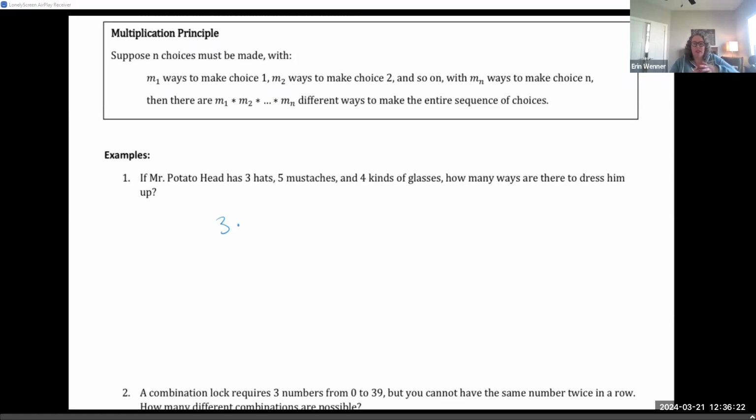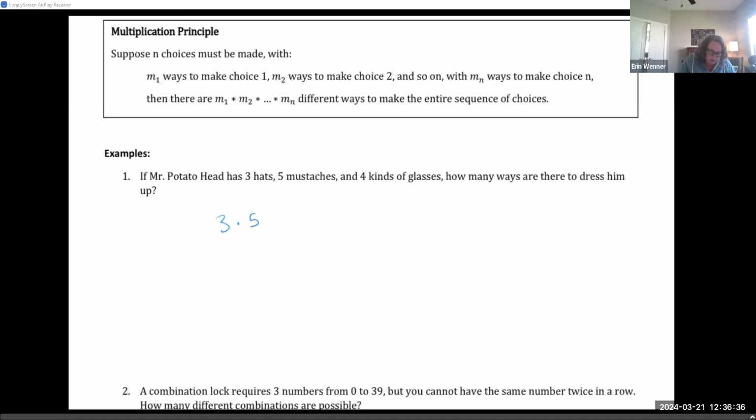And previously we've looked at drawing tree diagrams for all of these possible outcomes, and this would just be insane if we tried to draw that. So what we're saying is, okay, we've got 3 hats times 5 mustaches times 4 types of glasses, giving us a total of 60 outfits. Now that's not to say all the outfits are going to work, right? There could be some weird hats and weird glass combinations, but the possible outfits are 60. And again, we're getting that by taking the number of choices at each stage and multiplying that together.